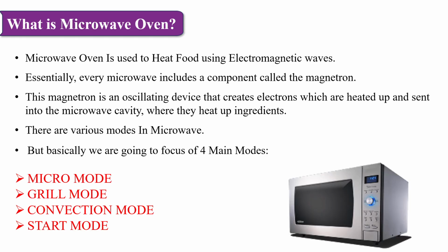Next, what is a microwave oven? A microwave oven is used to heat food using electromagnetic waves, which we know very well. Essentially, every microwave includes a component called the magnetron, and it's the basic component of every microwave oven. This magnetron is an oscillating device that creates electromagnetic waves which are sent into the microwave cavity where they heat up ingredients. There are various modes in a microwave, but we are going to focus on four main modes: micro mode, grill mode, convection mode, and start mode. After some time, we are going to see what these all mean.